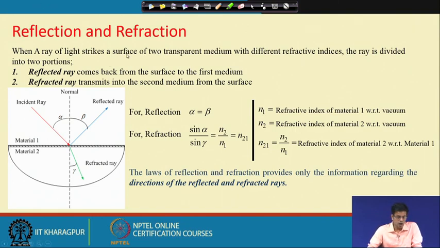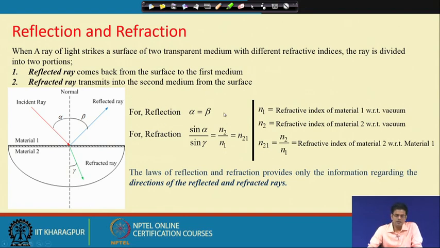plus 2 level knowledge. When a ray of light strikes a surface between two transparent media with different refractive indices, the ray is divided into two portions. One is called reflection, another is called refraction. The reflected ray comes back into the first medium, and the refracted ray transmits into the second medium from the surface. These things we know, but just to study photoelasticity, we need to review this.